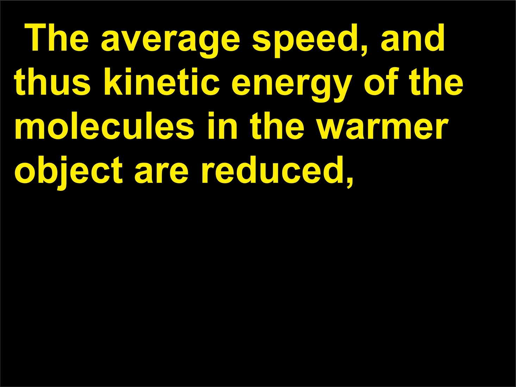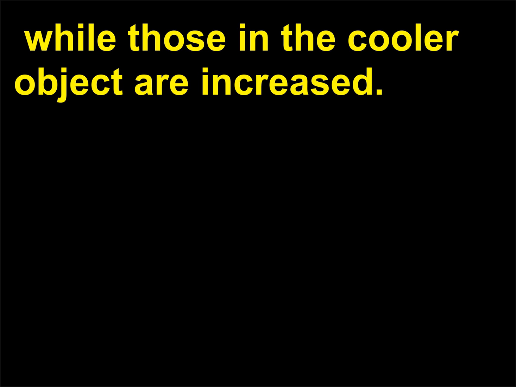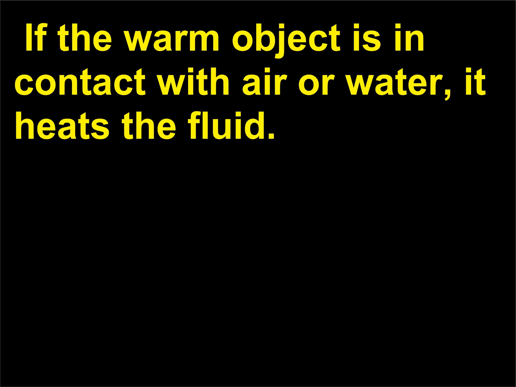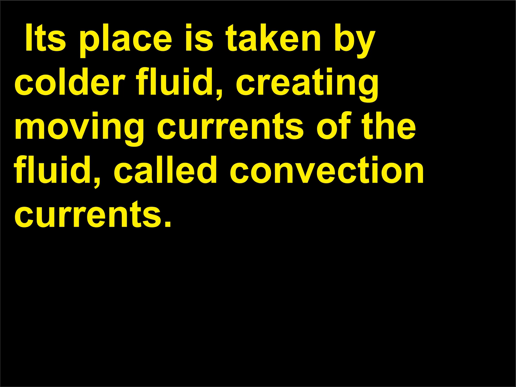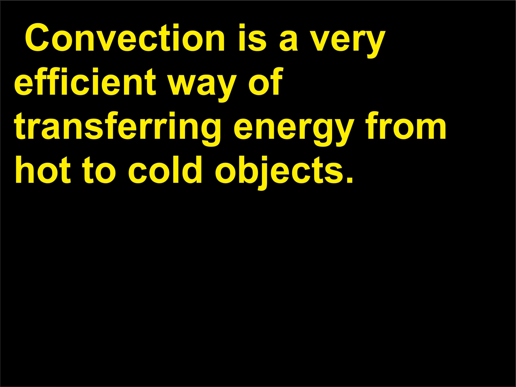The average speed, and thus kinetic energy, of the molecules in the warmer object is reduced, while those in the cooler object are increased. If the warm object is in contact with air or water, it heats the fluid. Hotter fluid has a lower density, and so it rises. Its place is taken by colder fluid, creating moving currents of the fluid, called convection currents. Convection is a very efficient way of transferring energy from hot to cold objects.